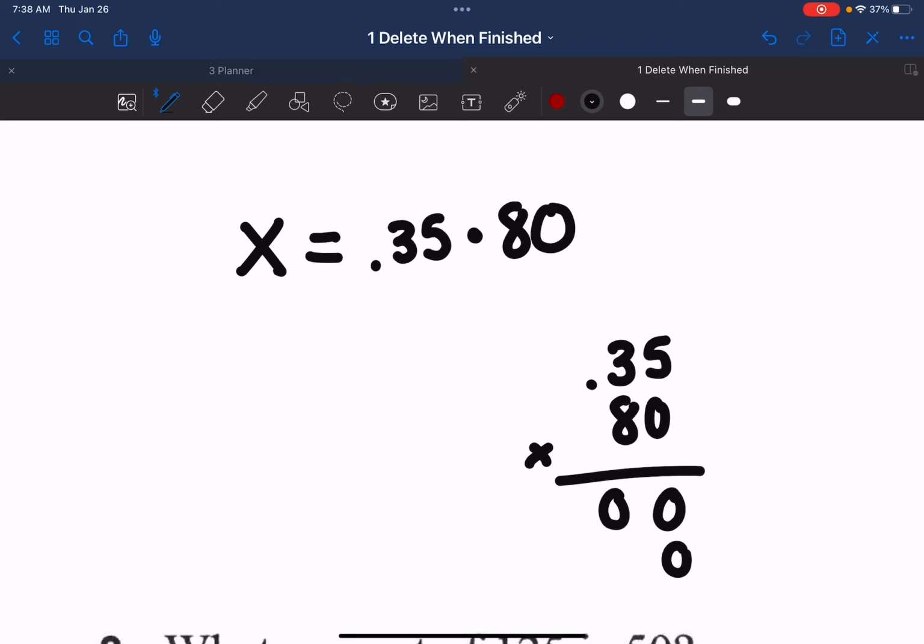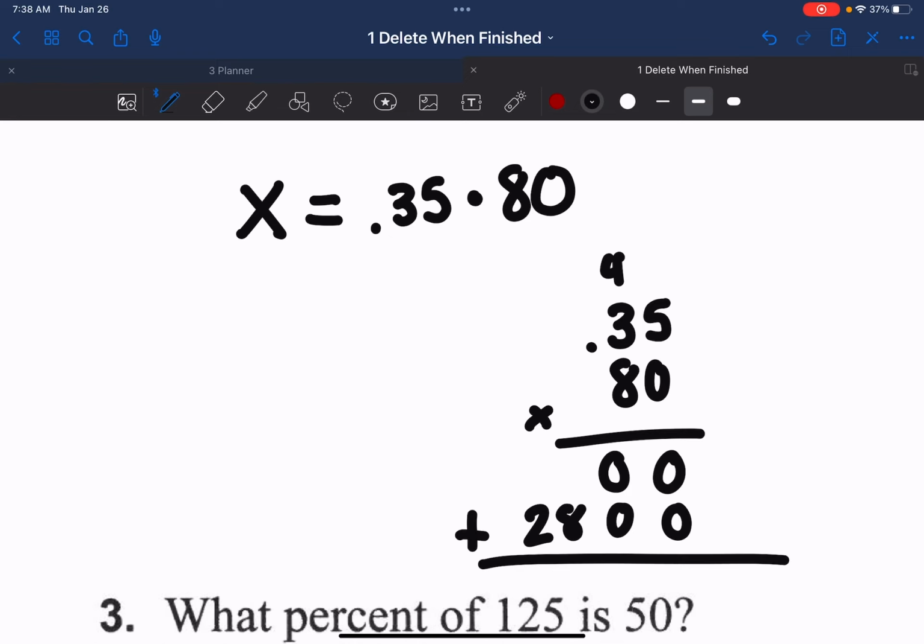8 times 5 is 40. 8 times 3 is 24, 25, 26, 27, 28. Okay. And then add it all up. 2800. I see I have a decimal that's 2 places in, which means the decimal needs to go 2 places in. So my final answer is X equals 28.